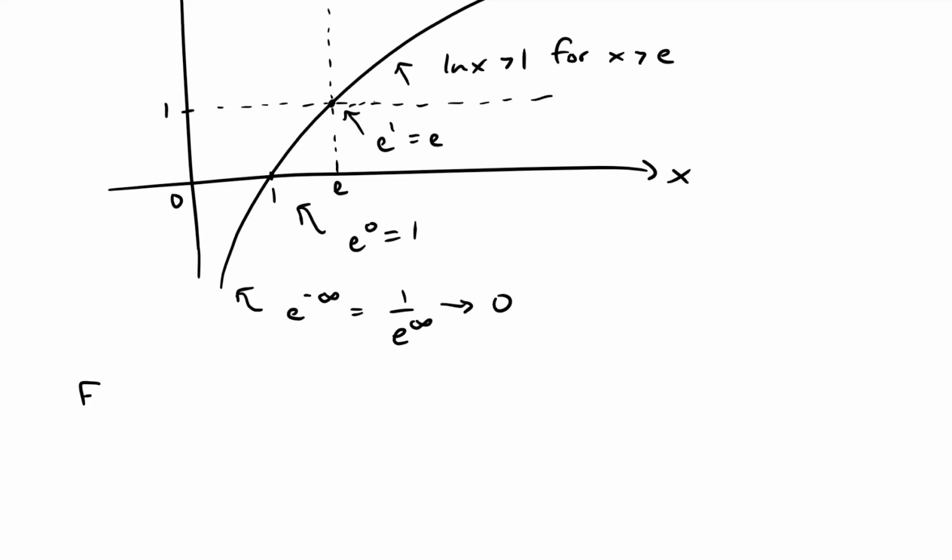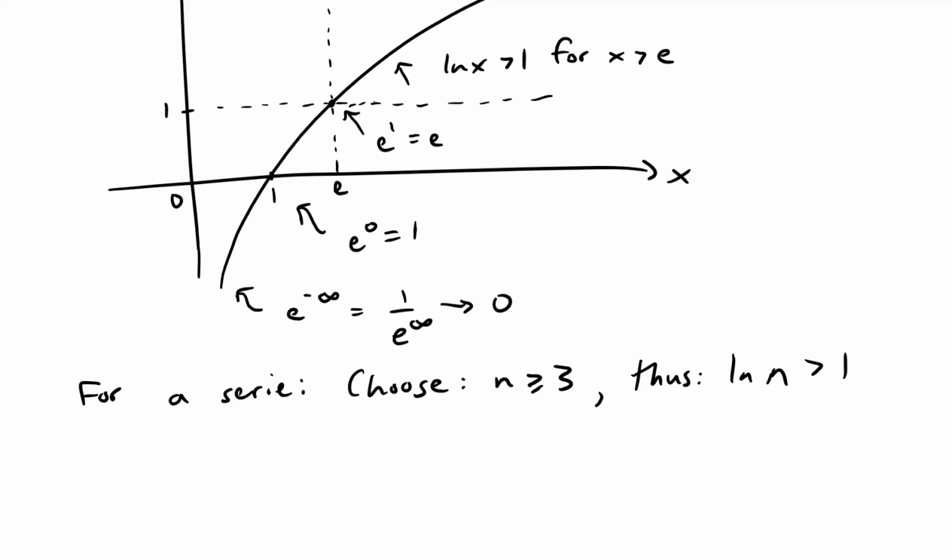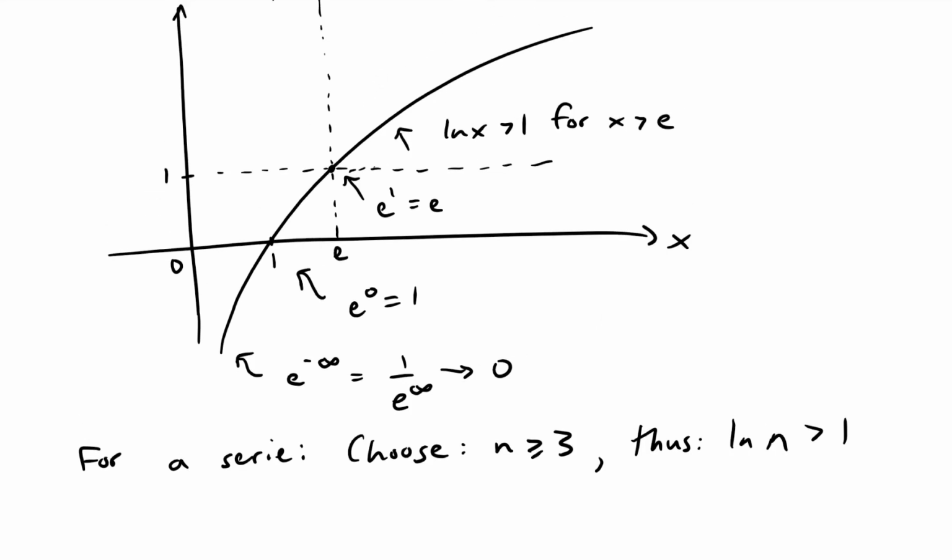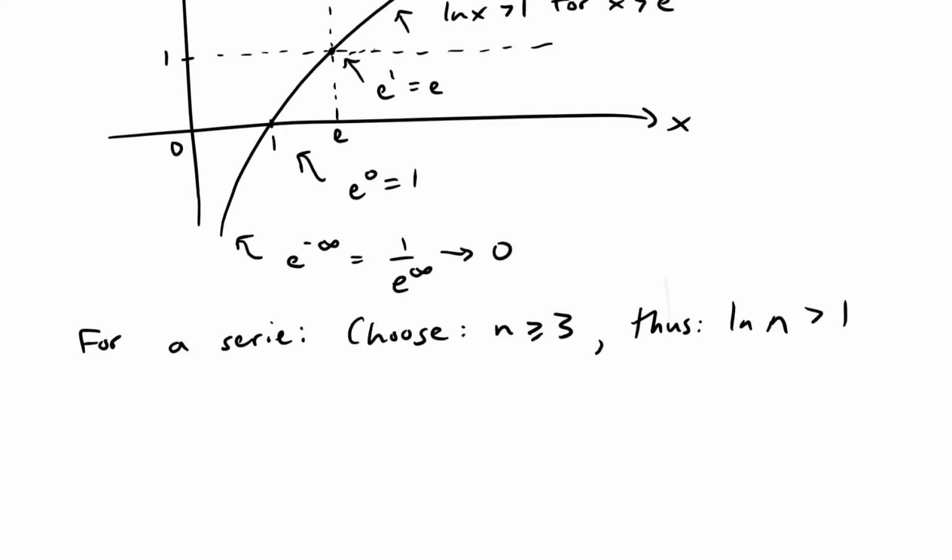But for a series, instead of dealing with x greater than e, we'll choose n to be a whole integer, so n is going to be greater than or equal to 3. Thus, ln of n is going to be greater than 1. If we chose n equals 2, that's going to be somewhere across here, which is less than e, so that's not going to work there.